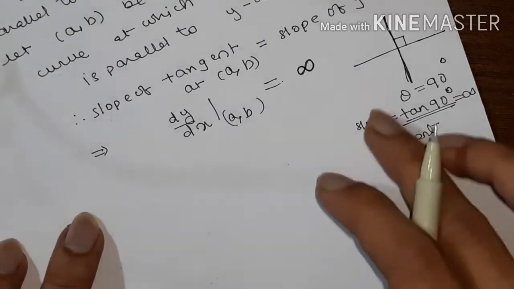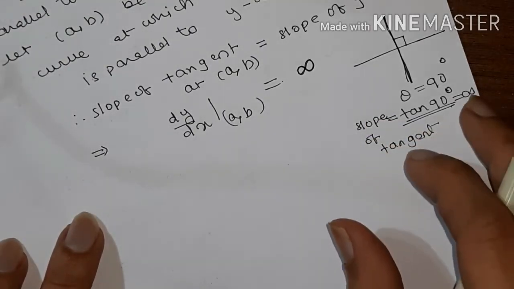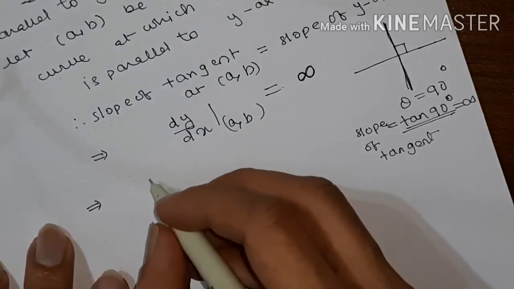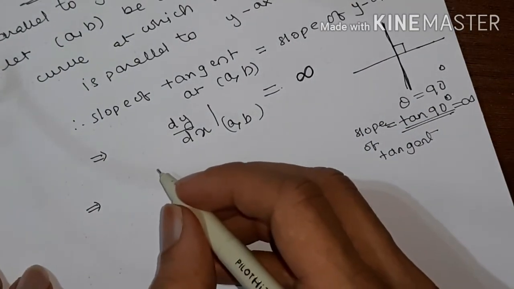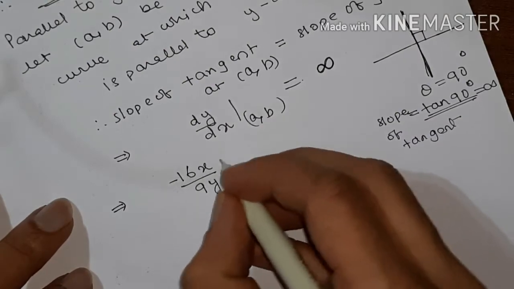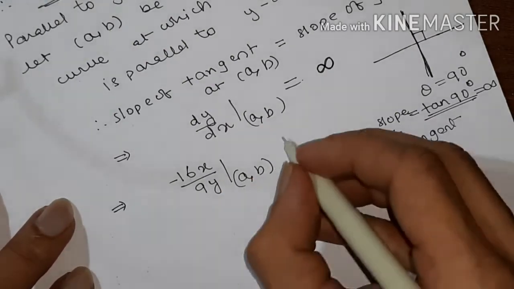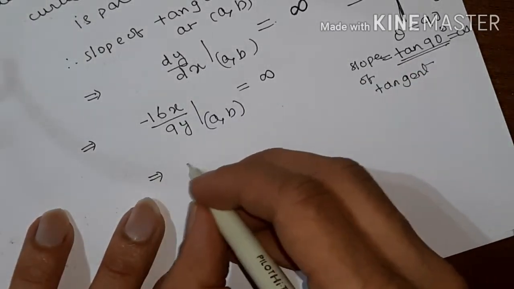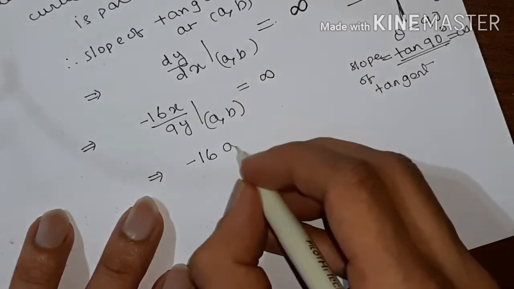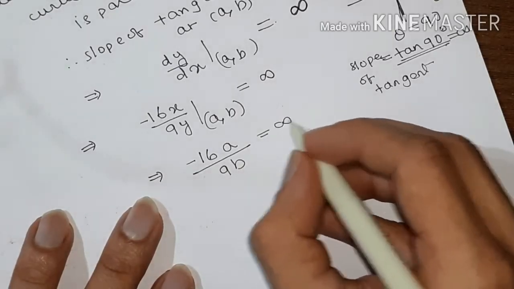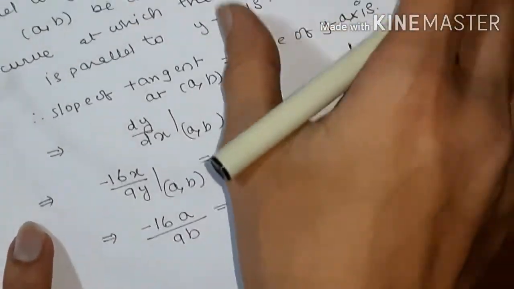So from here what you get? The slope of the tangent is infinity. So the slope of the y-axis is infinity. So this implies what? dy by dx we have already found out, and that was minus 16x divided by 9y at the point a comma b, which is equal to infinity. Now what you get? Minus 16a divided by 9b, which is equal to infinity, right?